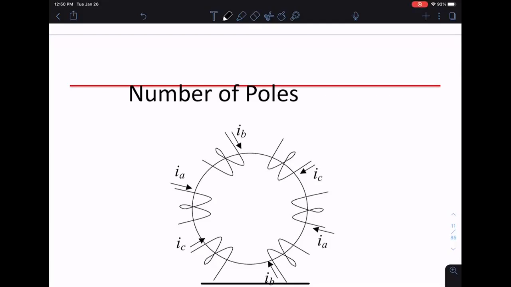No, so we don't really have a well-defined notion of output frequency per se. Right. So what frequency does change? So what frequency does the number of poles change?